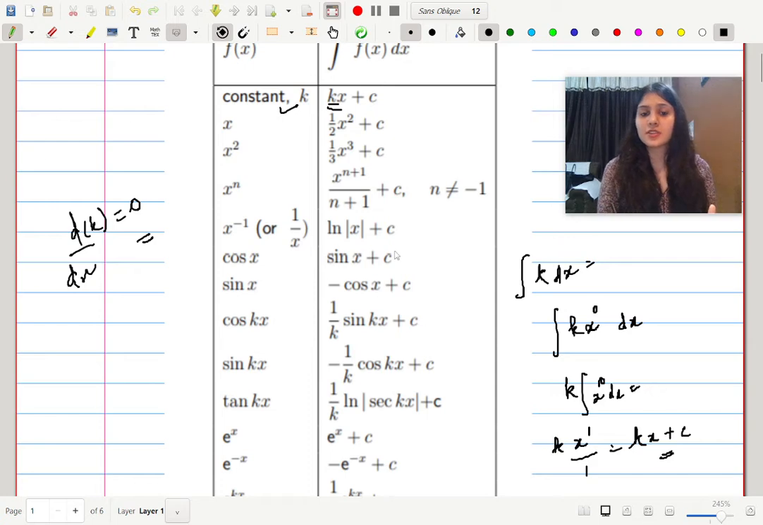And these are some trigonometric functions which you should remember, like cos x, sin x, cos x. All these are the formulas which you need to, I would say, memorize, because it's really required.